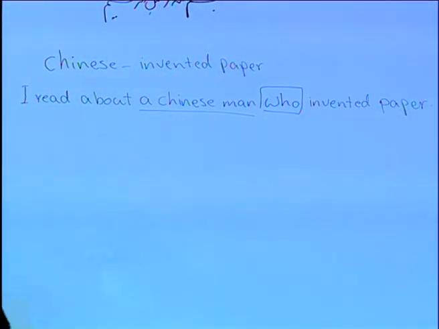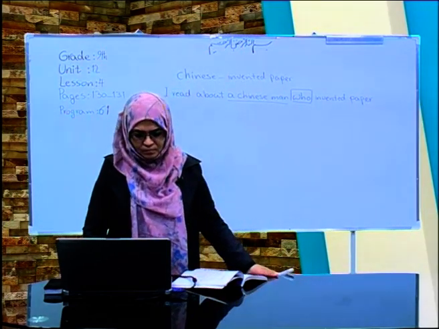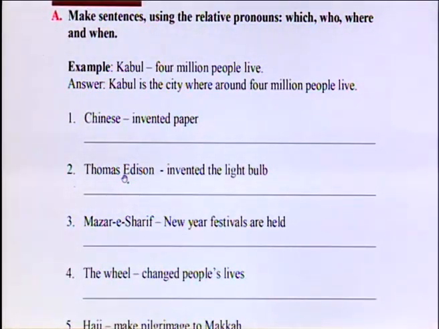Let's go to the next sentence in the book. See the book. Thomas Edison invented the light bulb. How do you make a sentence with this one?